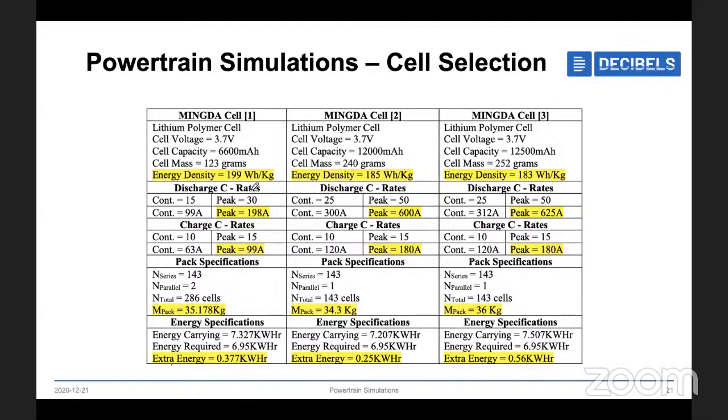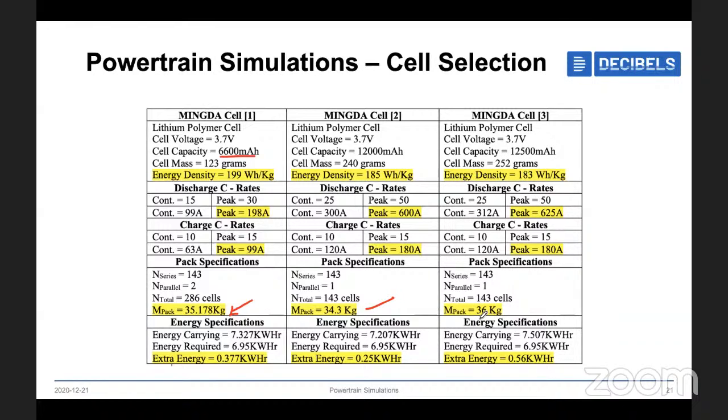Here, if I go with the 6.6, the battery pack is 35.17 kg. If I'm going with the 12, I'm getting 34.3. If I'm going with this, I'm getting 36 kgs.